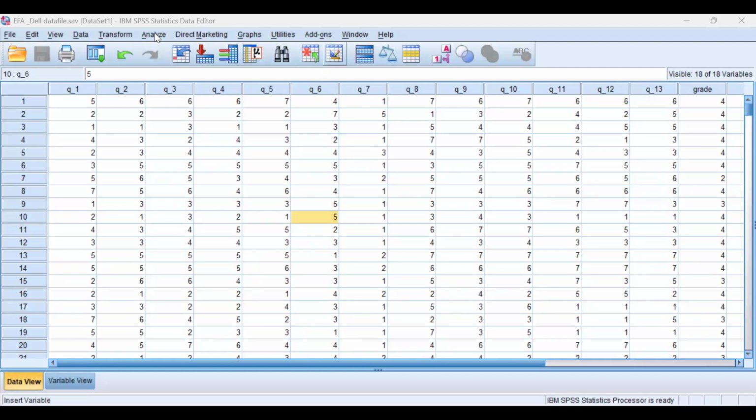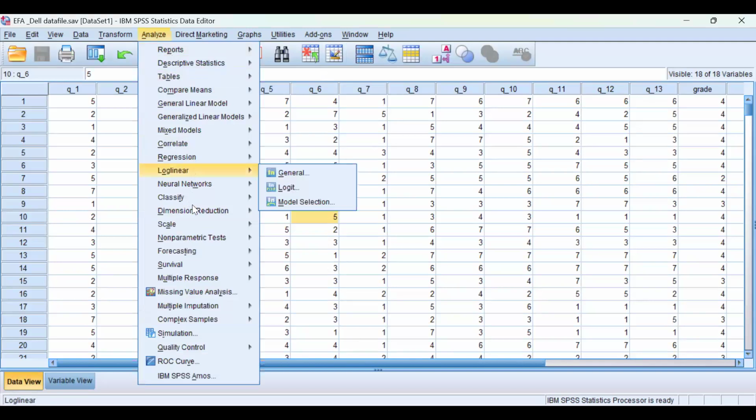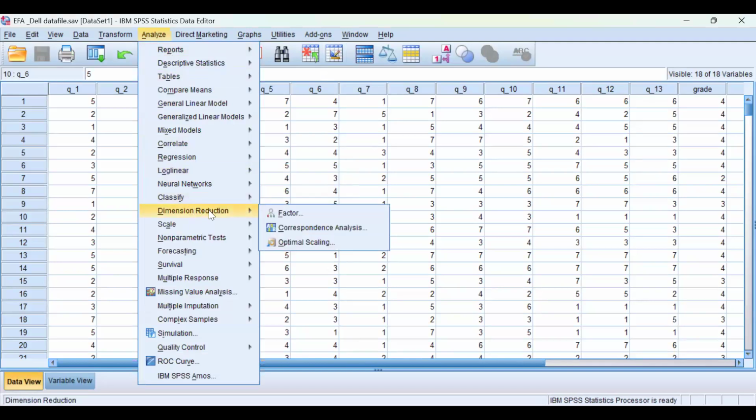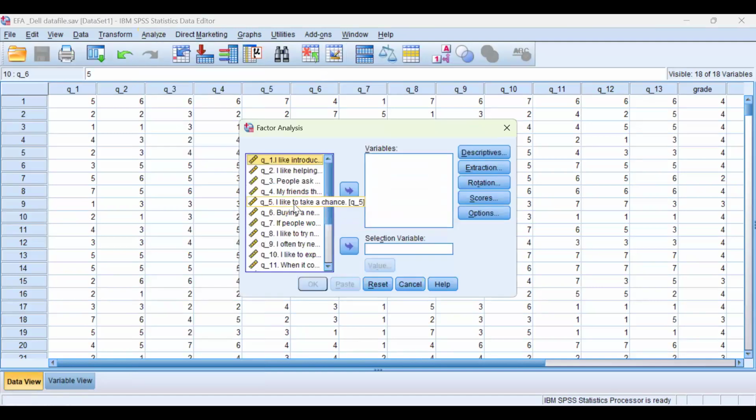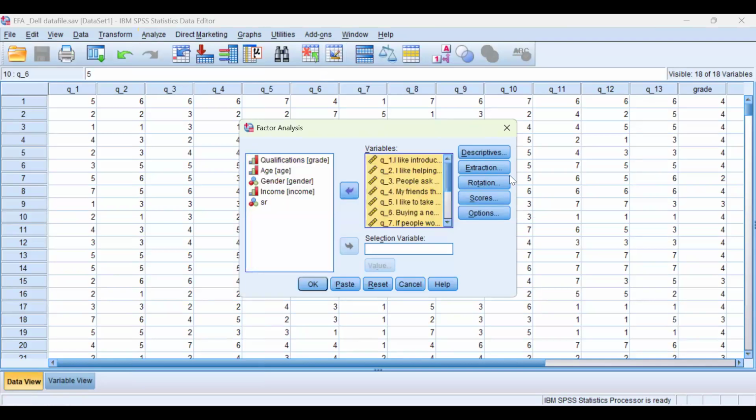Now you go to analyze, and you can see here this option, dimension reduction, and you go to factor, right? And we will take all the items here. Now please understand, I will explain all these things one by one.